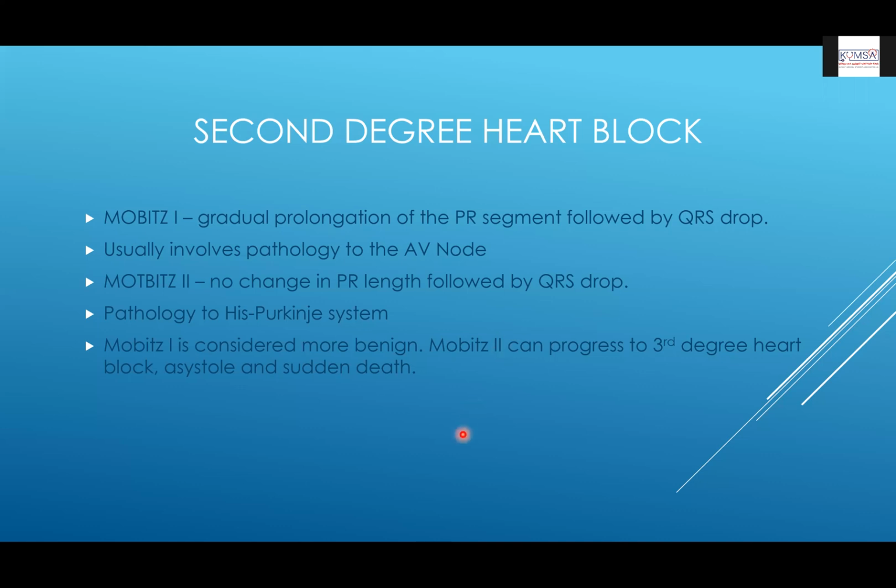So these are second degree heart blocks. There's Mobitz 1, which is a gradual prolongation of the PR segment, and the pathology usually involves the AV node. In Mobitz type 2, there's no change in the PR length, but it's followed by a QRS drop. And this is usually because of pathology in the His-Purkinje system. Mobitz 1 is usually more benign, but if you have a Mobitz 2 patient, they're much more prone to developing complete heart block, asystole, fibrillation, and sudden death. So it's very important to differentiate between the two.